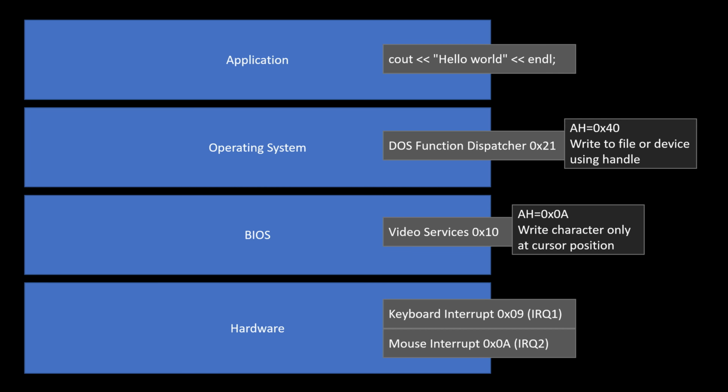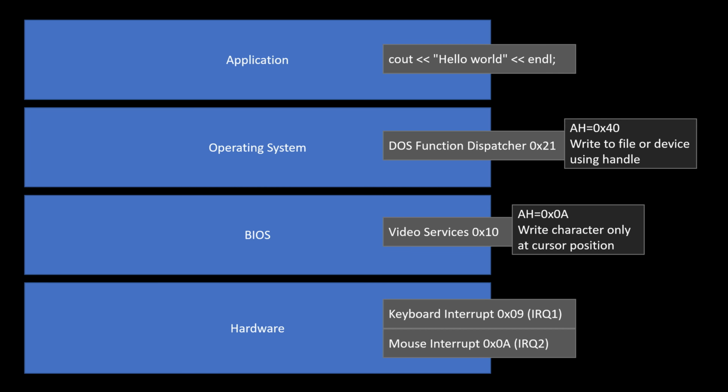So when you raise interrupt 21, if in the high byte of the A register you have the number 40 in hex, that indicates to the operating system, to DOS, that you'd like to write to a file or a device. Well, inside of that, it might turn around and need to write to, let's say, a video card, actually write some characters to the VGA memory. And to do that, it's going to reach down into the BIOS and take a look at raising interrupt 10 and using the 0A function within it to write a character at a cursor position.